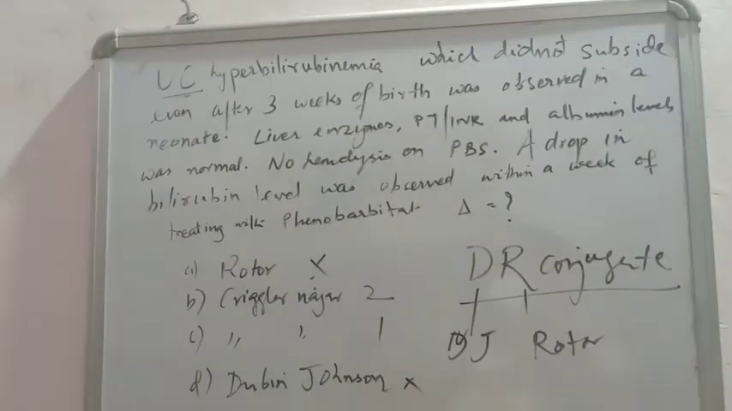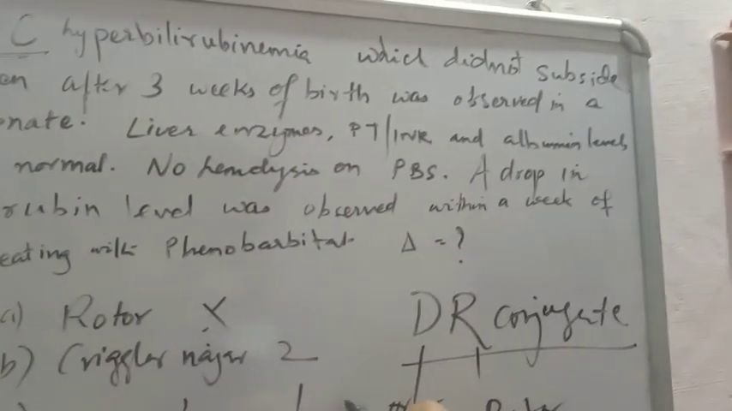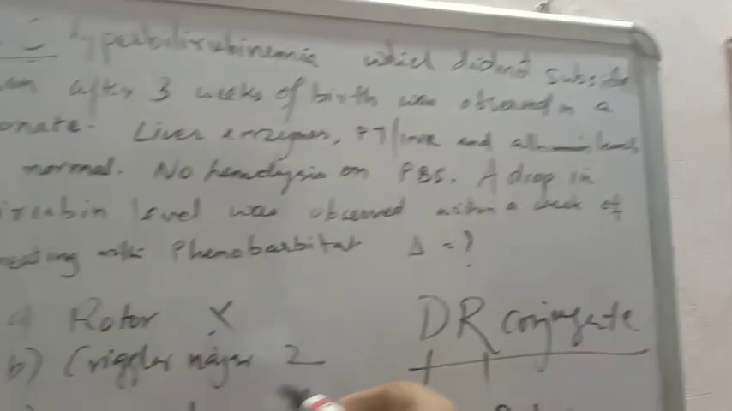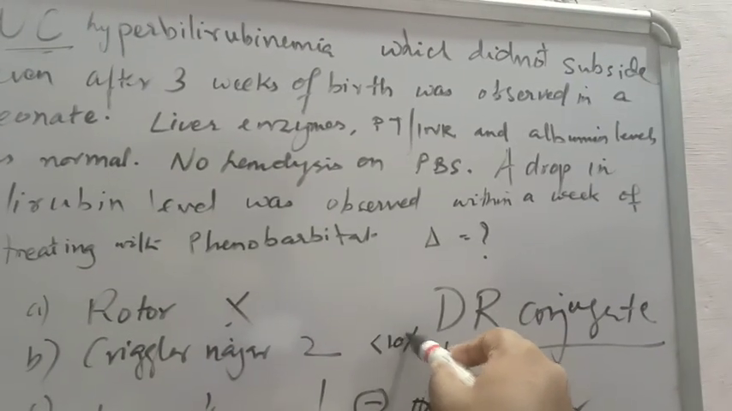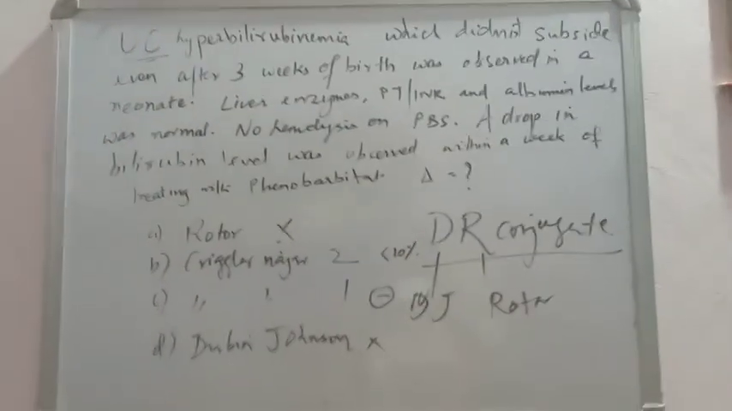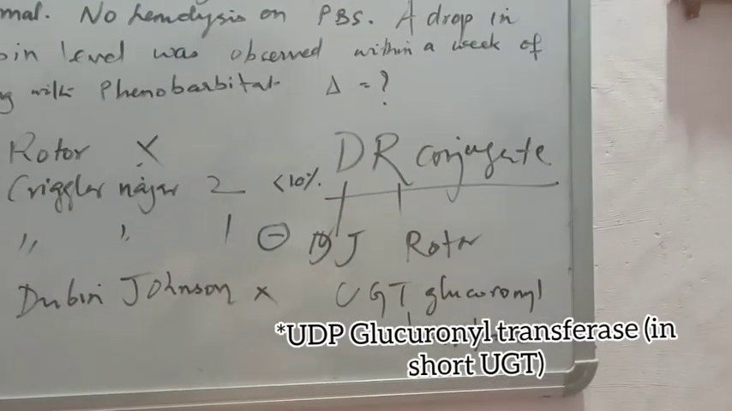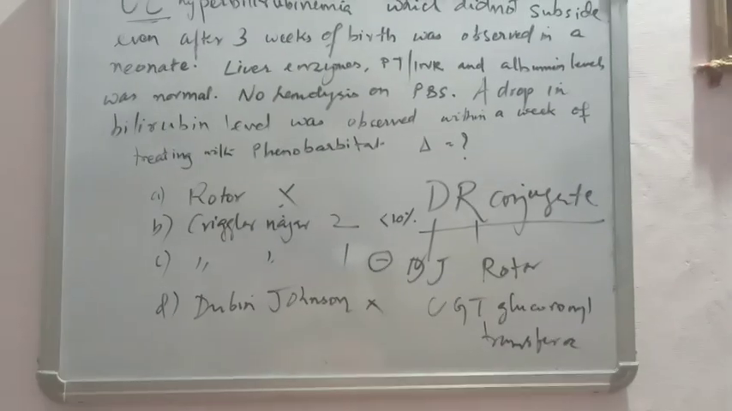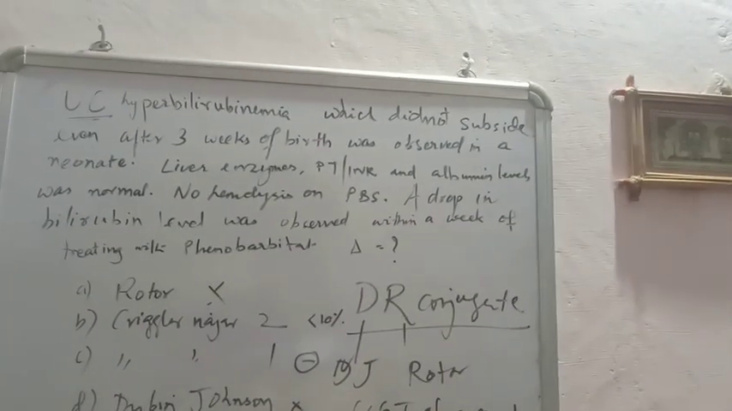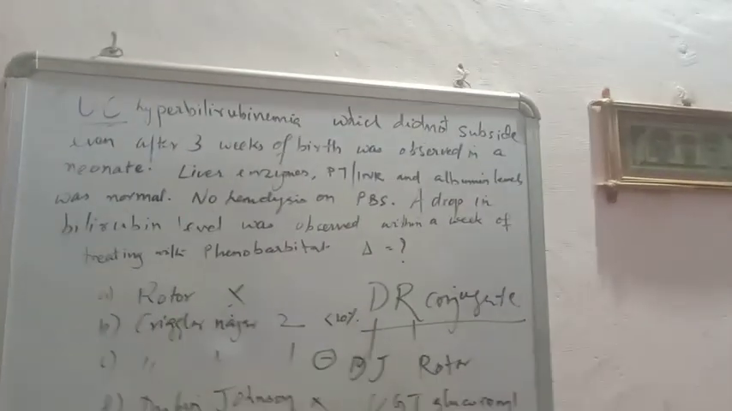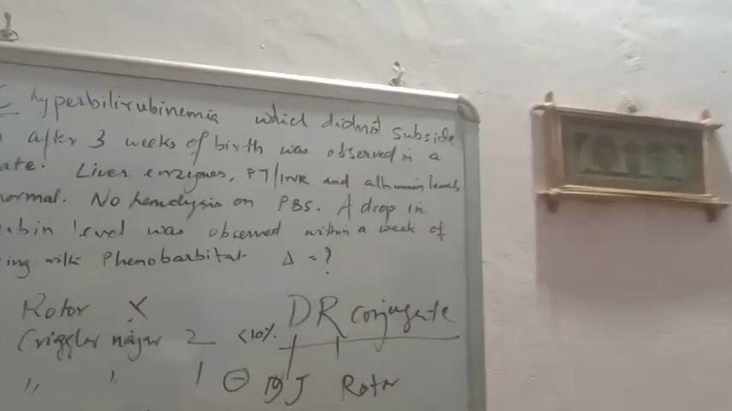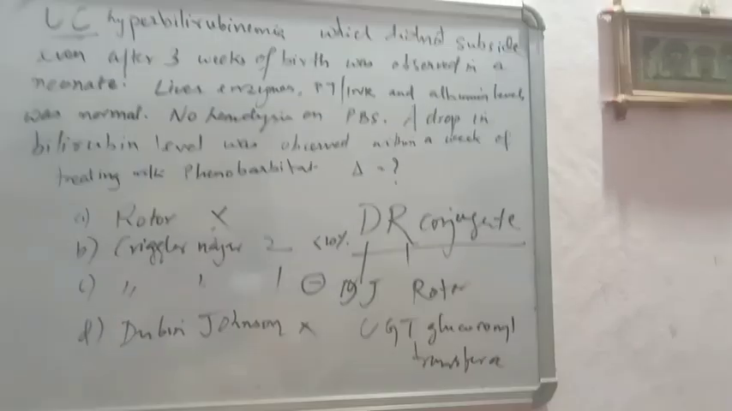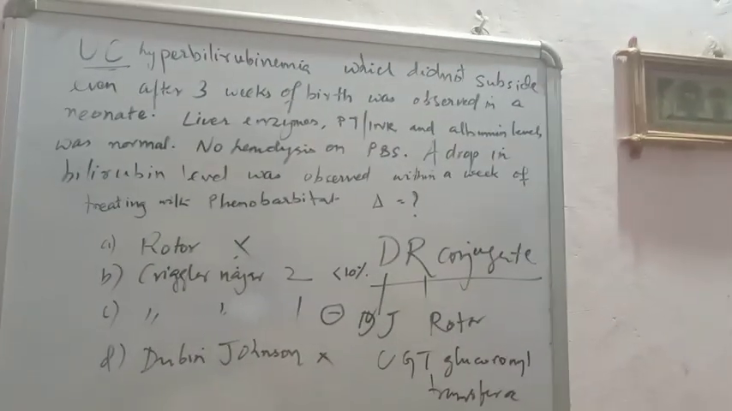Obviously it is Crigler-Najjar, but which type? So this thing you have to remember, that Crigler-Najjar type 1 is a complete enzyme absence and type 2 is a less severe one, which will have less than 10% activity of liver enzymes. UGT glucuronyl transferase is the enzyme which is defective in Crigler-Najjar. As you can see from the name, glucuronyl transferase basically transfers a glucuronide to the bilirubin and then it becomes conjugated. That is called conjugation. So if the enzyme for conjugation is not there, what will happen? It will lead to unconjugated hyperbilirubinemia.